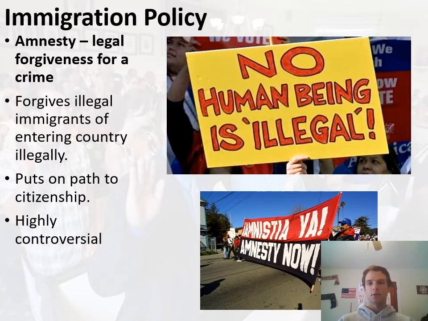And there, of course, is what's considered to be the other extreme, which is amnesty, or legal forgiveness for a crime. In this case, it would be legal forgiveness for the crime of illegal immigration. Amnesty would put immigrants on a path to full citizenship. Of course, it's highly controversial because it might encourage other people to enter the country illegally and might bring crime with it. And so these two extremes are not the only methods by which we can deal with the problem of illegal immigration, but these are just the two extremes that are sometimes brought up.